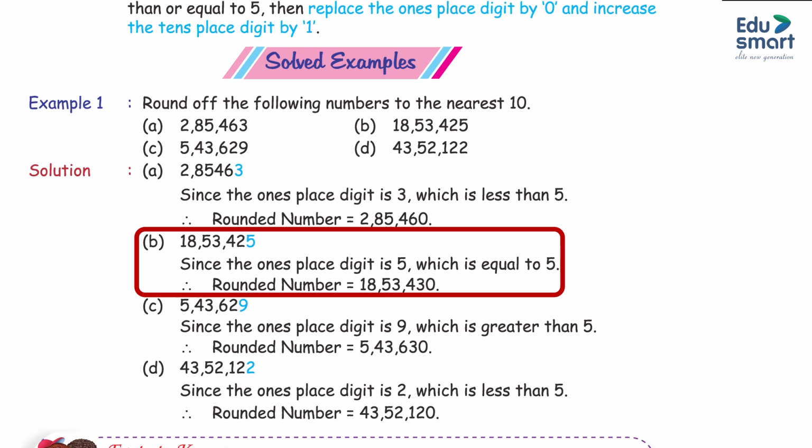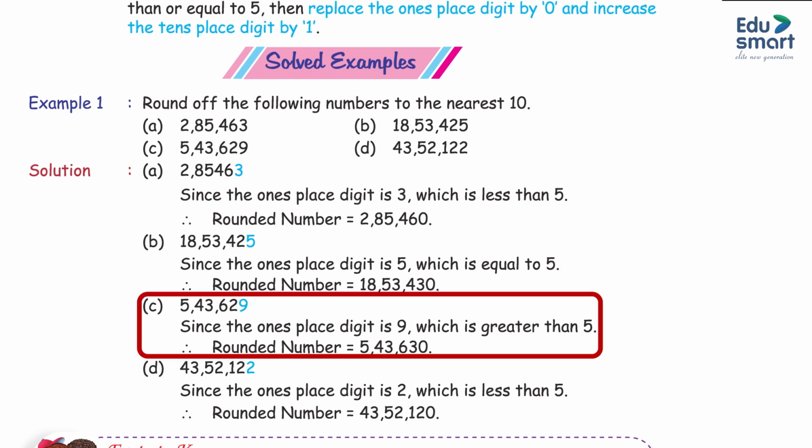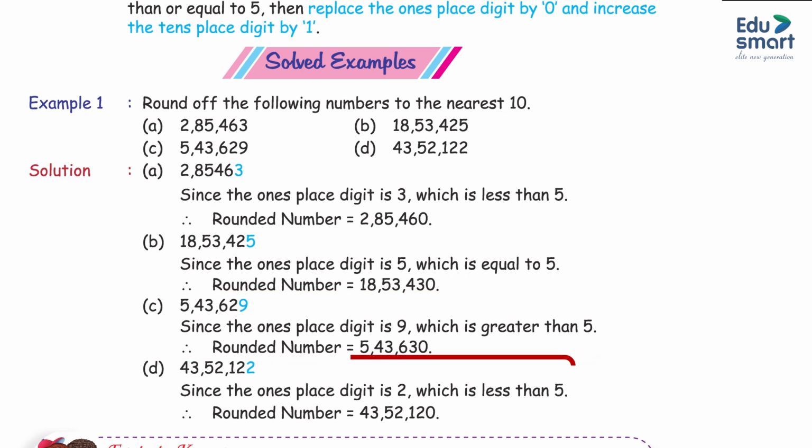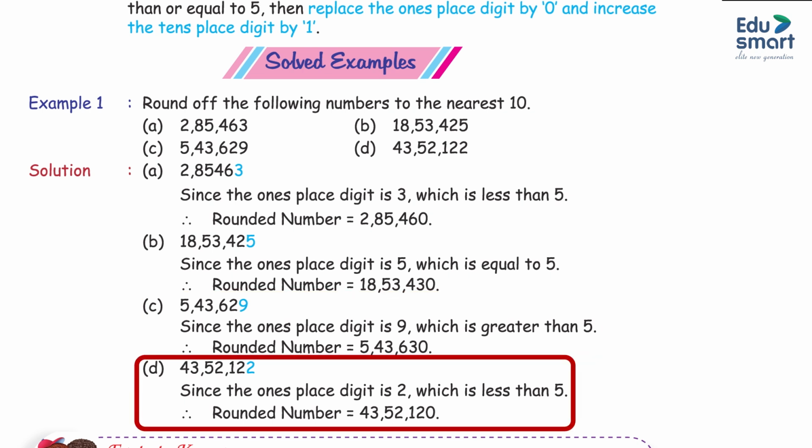B. 1853425. Since the ones place digit is 5, which is equal to 5, rounded number equals 1853430. C. 543629. Since the ones place digit is 9, which is greater than 5, rounded number is 543630. D. 4352122. Since the ones place digit is 2, which is less than 5, rounded number is 4352120.